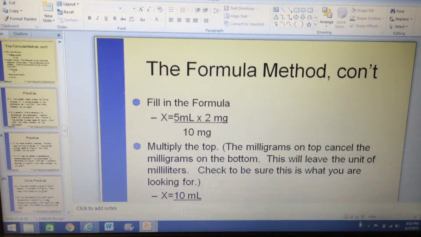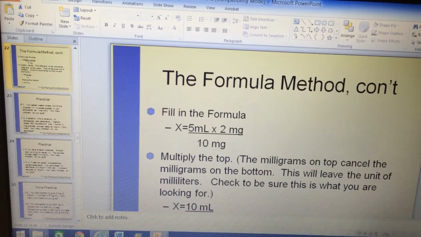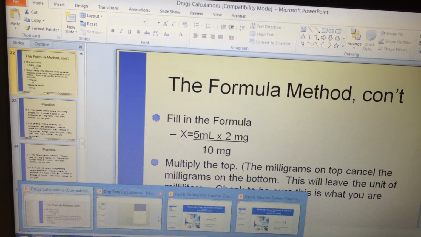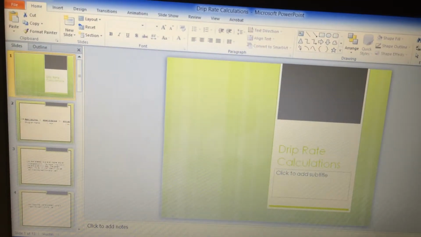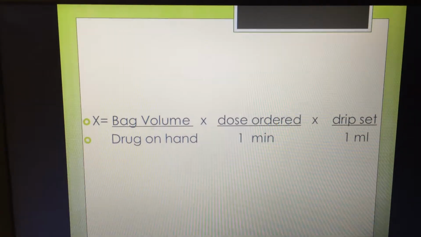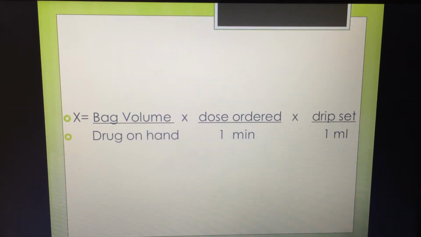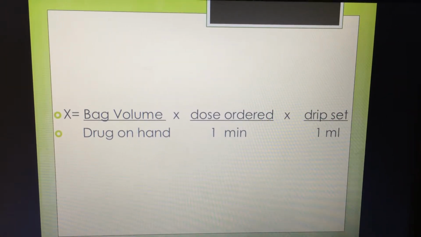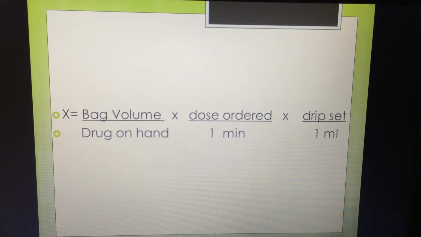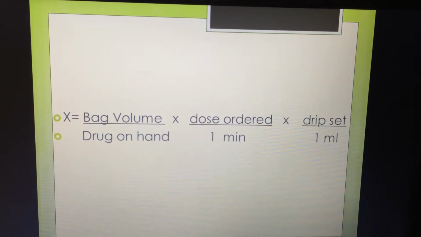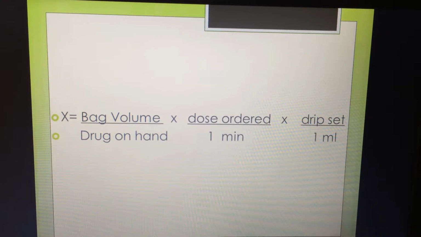So I'm going to go ahead and go on to the next, which was our drip rate. And again, I just want to reiterate this formula for you. You guys have got to memorize this formula for the next test.